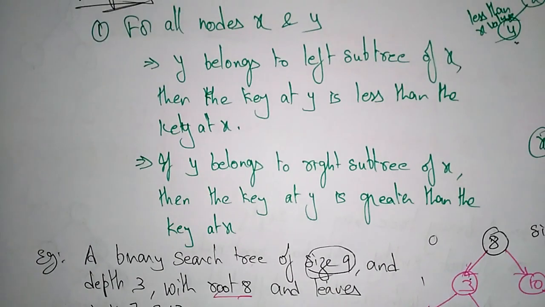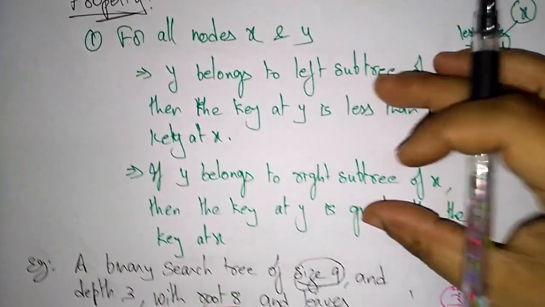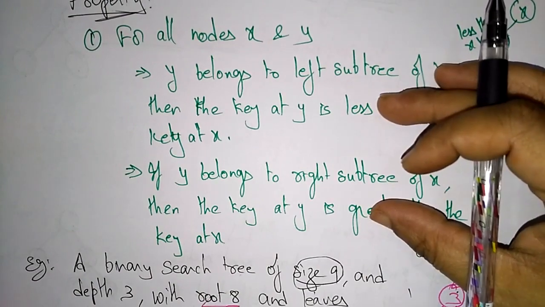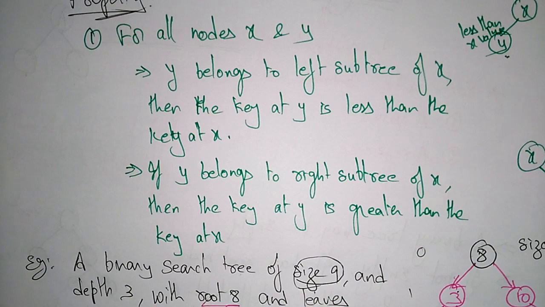So this is how you construct the binary tree. This is the algorithm you have to follow, meaning the properties that you have to follow while you are constructing the binary search tree.